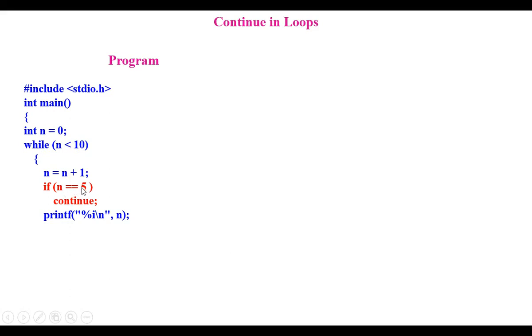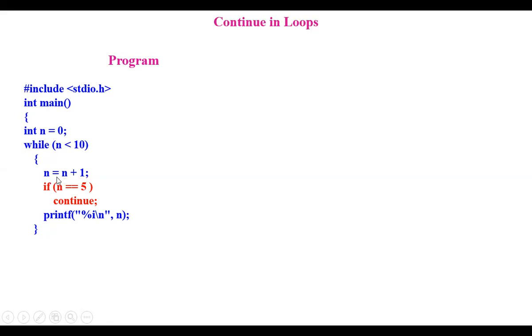When n is equal to 5, continue. What happens here? Very interesting thing is, initially we have taken n is equal to 0. It enters into the loop because it is less than 10. n becomes 0 plus 1, so n value has become 1. No problem. It is not 5, so next statement will be executed. So it prints 1. Like this, it continues: 2, 3, like this.